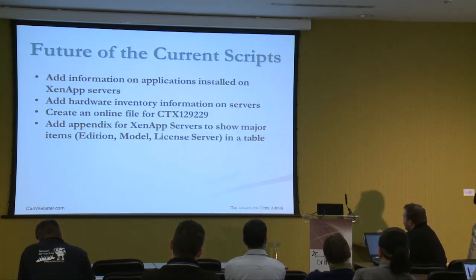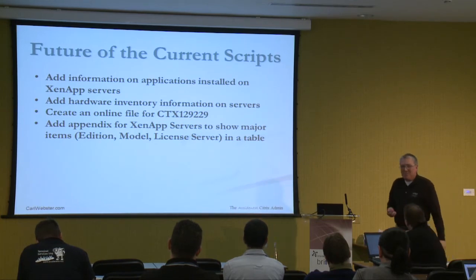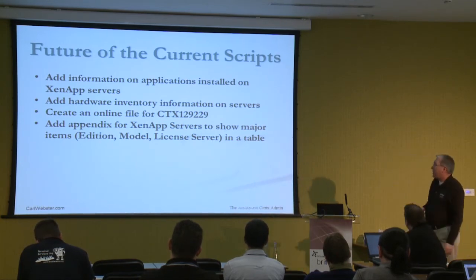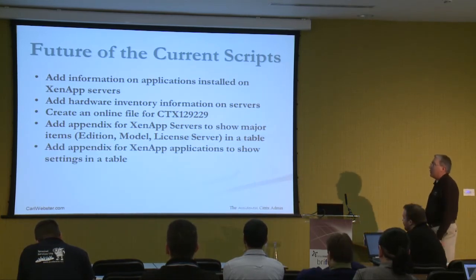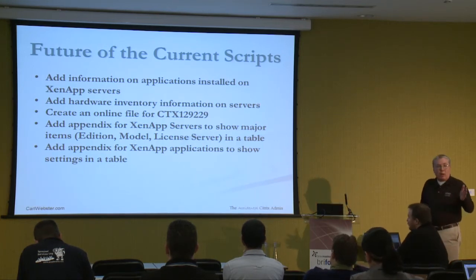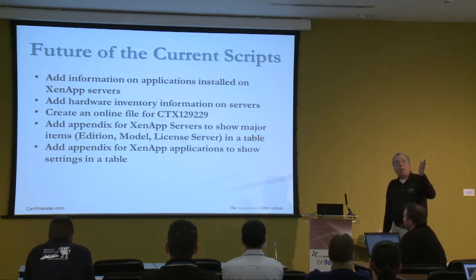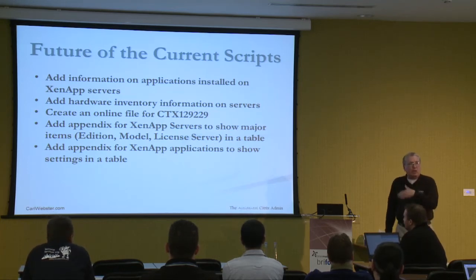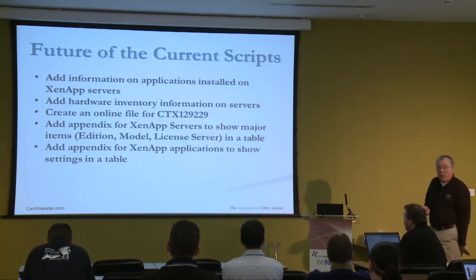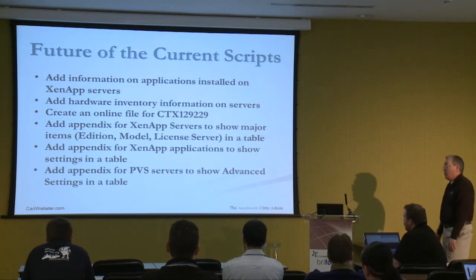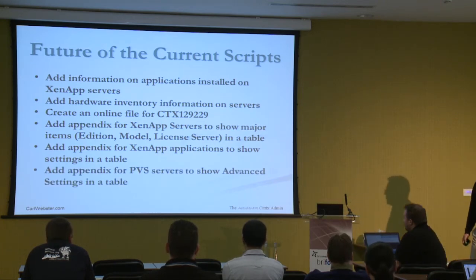If you've never read the help text for that and you're into Star Trek, you really should read the help text for that script because it's full of Star Trek stuff. Add an appendix for XenApp applications to show settings in a table. And this would be for settings like the things that affect session sharing so that people can actually see and compare. And then for the PVS servers, to show advanced settings so that people can see the differences in their PVS servers.